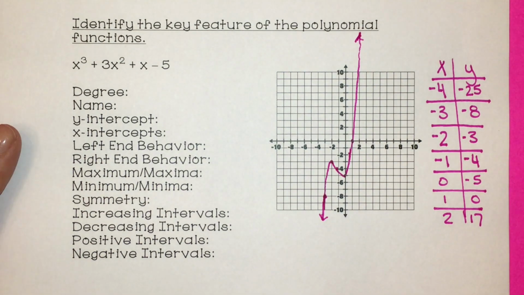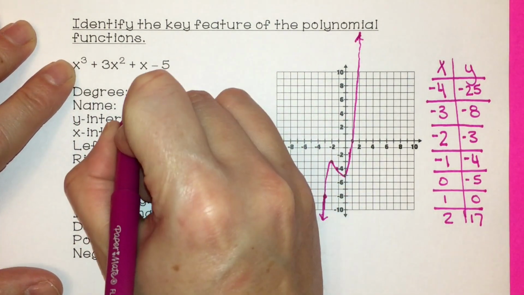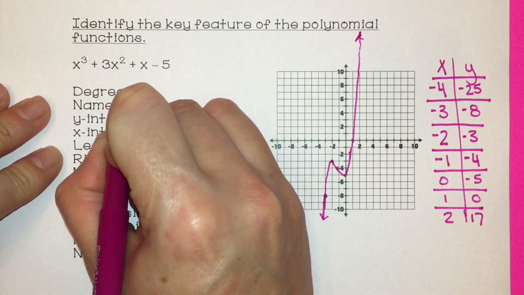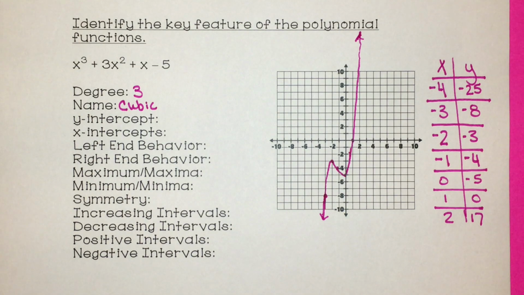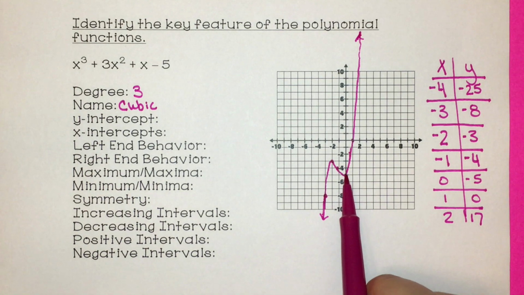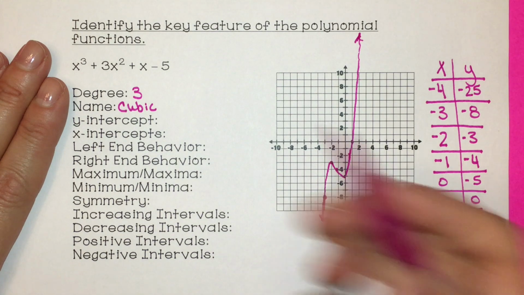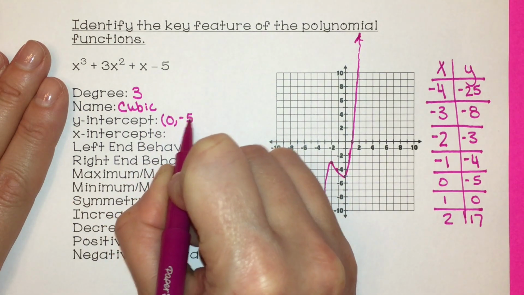Okay, so now I can identify the key characteristics. Well, the degree, remember, that's just the largest exponent. So the degree is 3. So anything with a degree of 3 is cubic. So the name of this polynomial function is cubic. All right, the y-intercept, the point where it goes to the y-axis, is right here. So that's where x is 0, y is -5.